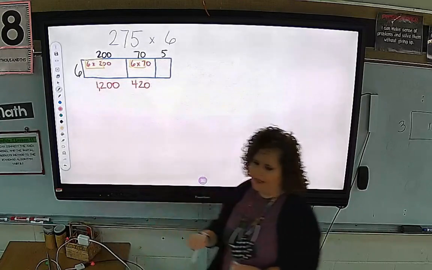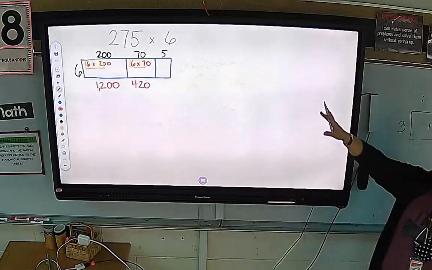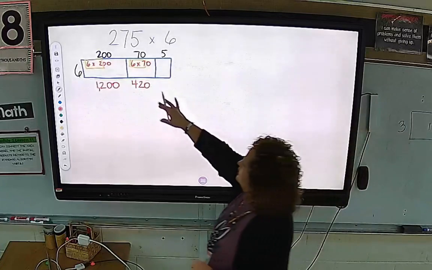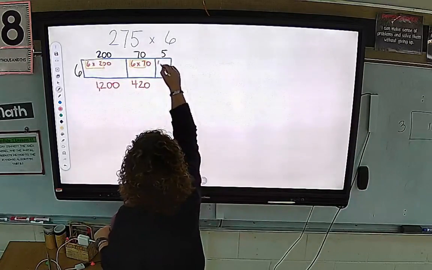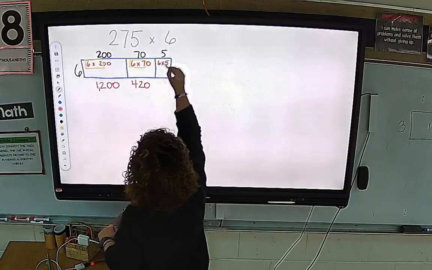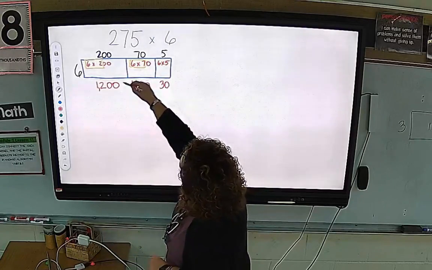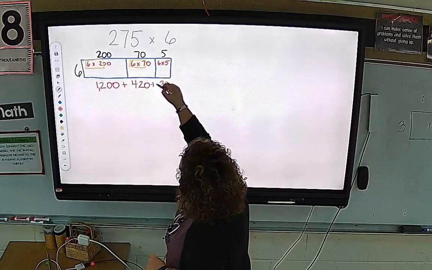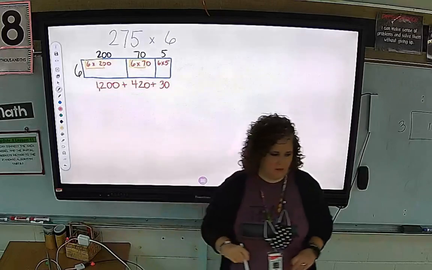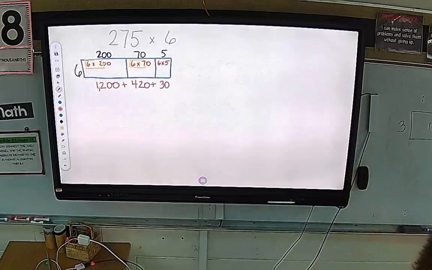All right, what's our last multiplication going to be, Martin? 6 times 5. 6 times 5, which is what, everybody? 30. And then we add those pieces together. Okay, let me give you a second to add those pieces together. 1,200 plus 420 plus 30.